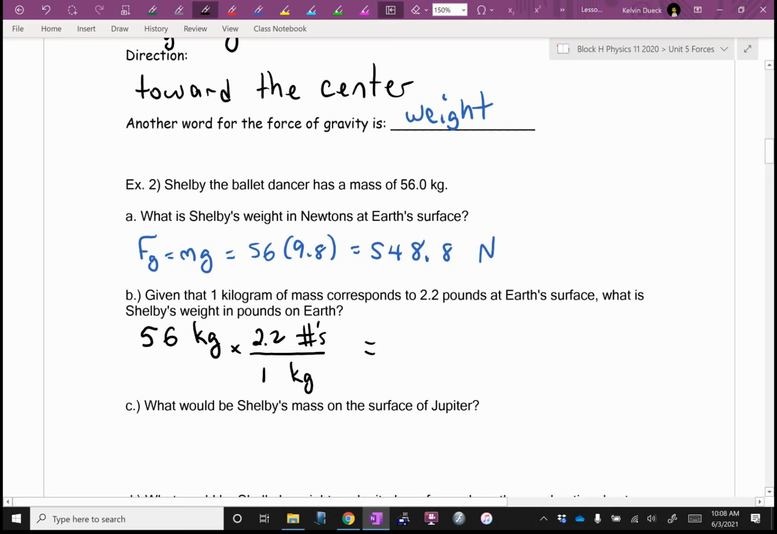I can probably do this in my head. It's going to be 112 plus 11.2. So it's going to be 112, 122, 123.2?